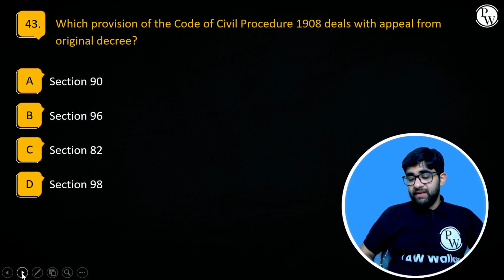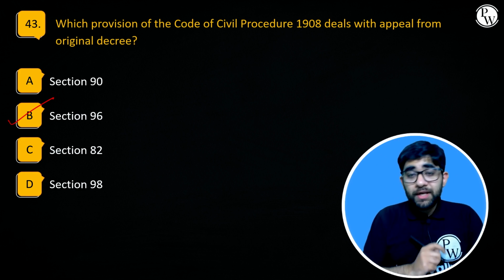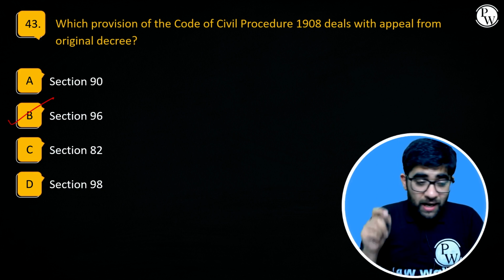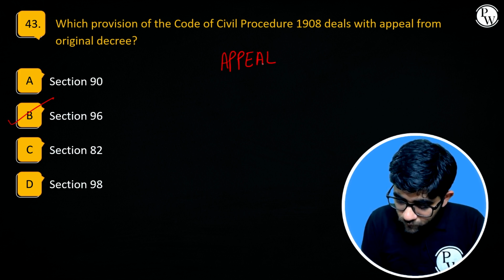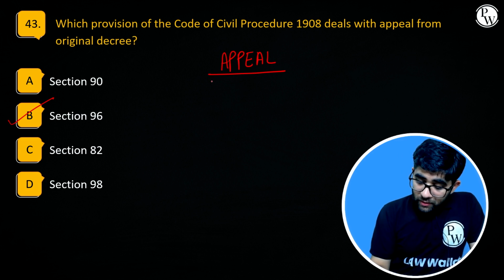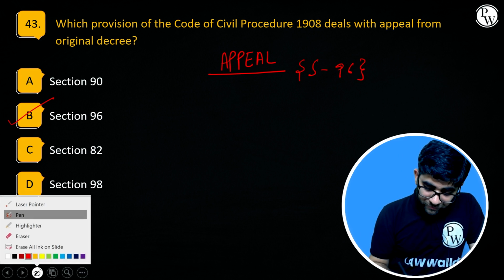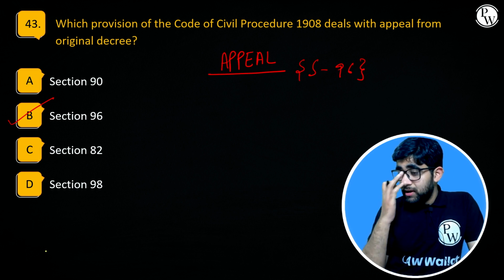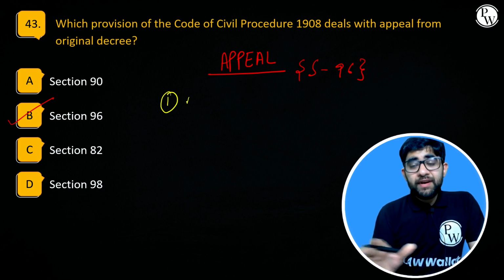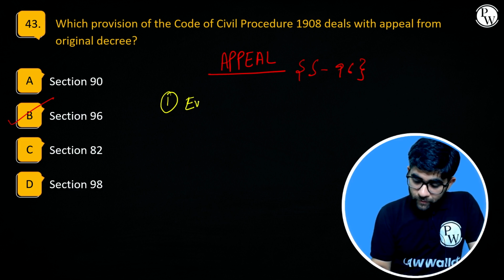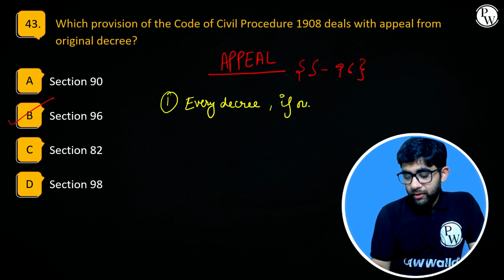Next, which provision of the Code of Civil Procedure 1908 deals with appeal from original decree? That is 96. I will be explaining this appeal here and here only. Now, appeal is defined under section 96. Now we can see from which orders or decrees appeal is there. First, every decree is appealable, if not barred.